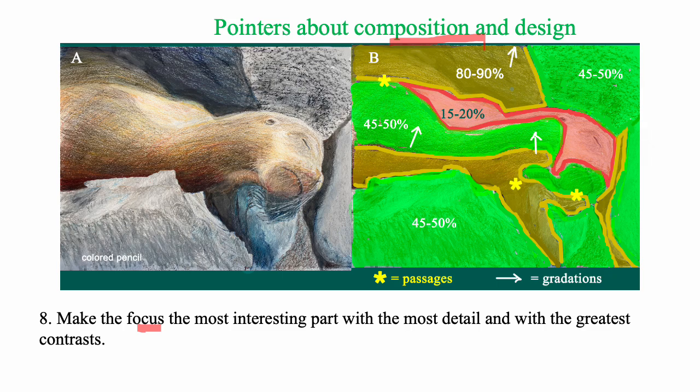In addition, it has the most detail, and the right side of the face here has a sharp value contrast with this dark crack, while this part of the face has a complementary color contrast between this dark orange snout and the blue-gray rock below. So there are a few reasons why this face stands out. And you can consider the body as the eye path to the focus.